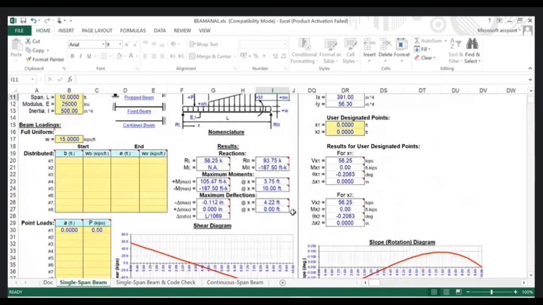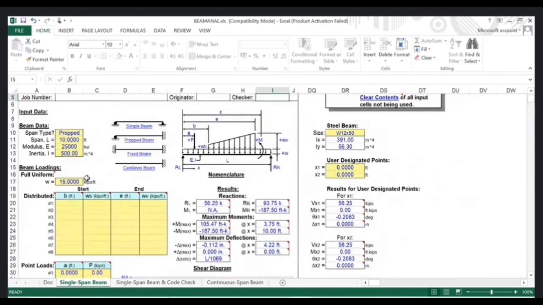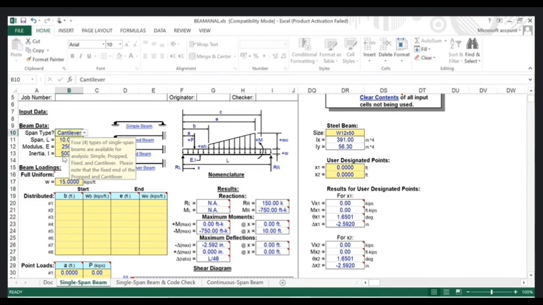So I use one example for the simply supported beam with point load and UDL. The second example is the fixed beam with the UDL. Third example is the prop cantilever beam with UDL. And the last beam is our cantilever beam. So this is our cantilever beam. And the span of the cantilever beam we can say is 5 feet.